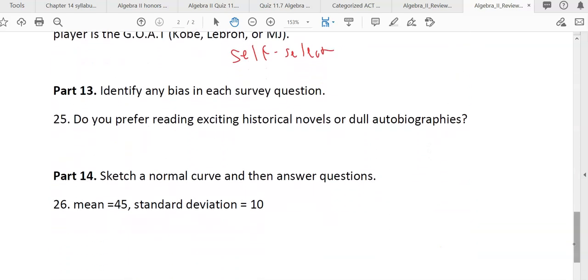Do you prefer reading exciting historical novels or dull autobiographies? I think the wording is leading. So maybe leading wording, a loaded question. Sometimes we just call this a loaded question. It's definitely loaded. Just the word choices. I mean, we could have used different words than exciting and dull. Those are really not good terms. They're not neutral. Use non-neutral language.